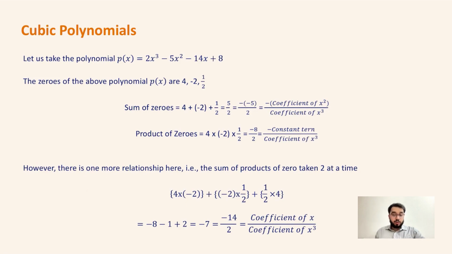Now let's move on to the cubic polynomial. In a cubic polynomial, it's a little different because here we can have a maximum of 3 zeros, right?